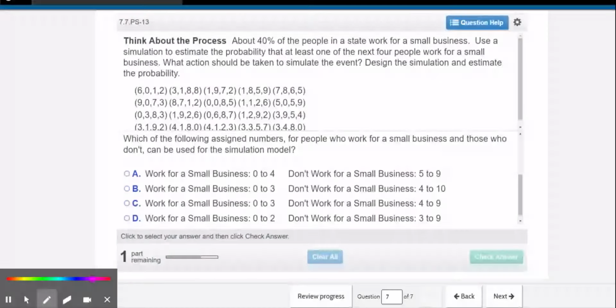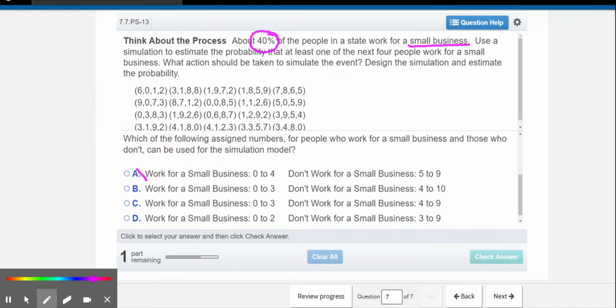Which of the following assigned numbers for people who work for a small business and those who don't can be used for the simulation model? So again, we're looking at 40%. So that means 4 out of 10 work for a small business. So we want to look at these answer options and decide which one of them means that 4 out of 10 work for a small business. So that means 6 out of the 10 don't work for a small business. So A is trying to trick you because 0 through 4 is actually 5 numbers. Okay, so it can't be A.